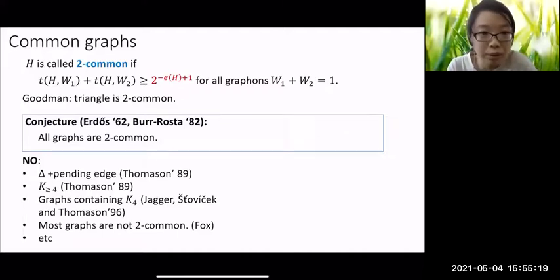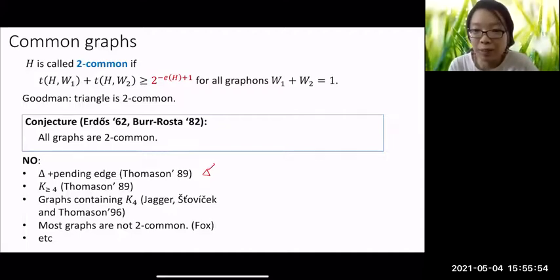So for example, Thomason showed that a triangle plus a pendant edge is not 2-common. And furthermore, all cliques with at least 4 vertices are not 2-common. So basically, triangles are an exception. And later, Jagger, Šťovíček, and Thomason showed all graphs containing K4 are not 2-common. And Fox used some construction to show that many graphs are not 2-common. So basically, the theme for the negative part is that it's not common for a graph to be 2-common.